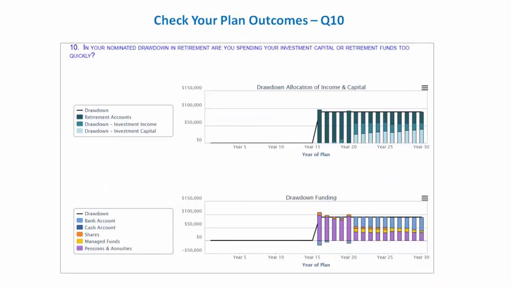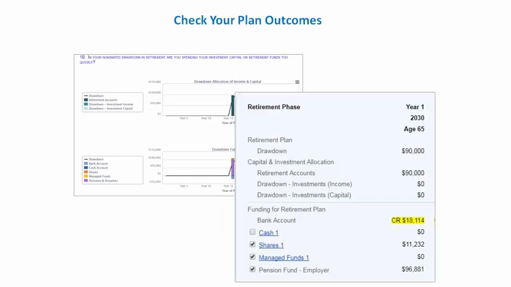The next question asks, in your nominated drawdown, are you spending your investment capital or retirement funds too quickly? If you are, funds may not be available in the later stages of your retirement to meet your living expenses. Looking at these particular graphs, they tell a story where the viewer may want to go back and rethink. Look at the first year. The retirement plan has nominated $90,000 retirement income, but in the first year you have nominated to draw down around $96,000 from your superannuation and another $11,000 from your share portfolio.